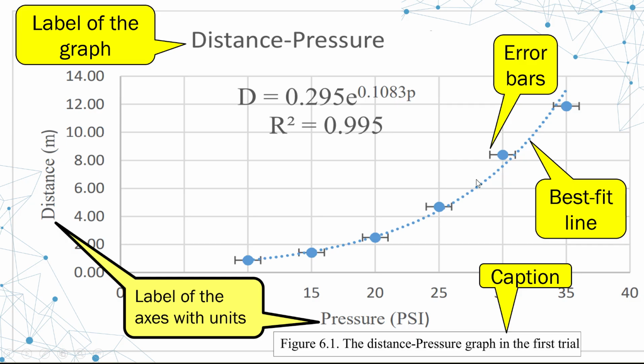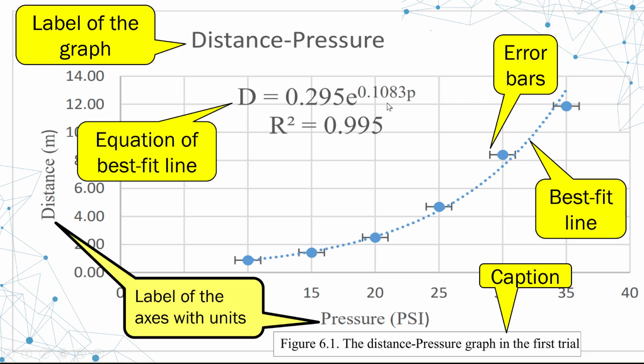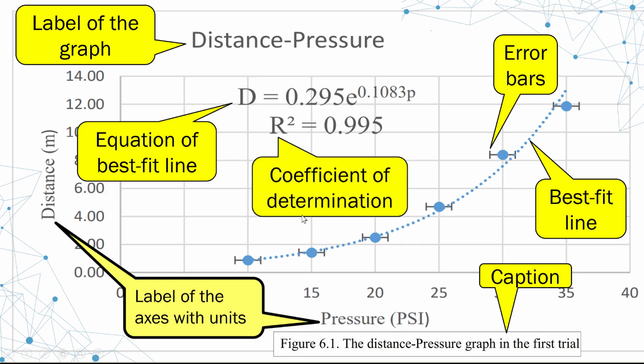And the other is the best fit line. By best fit line, we do not necessarily mean it's going to be a line. It's a general expression we use. It could be a curve. Show the best fit line. It's also very important to show the equation of the best fit line. And the R square, which is called the coefficient of determination.